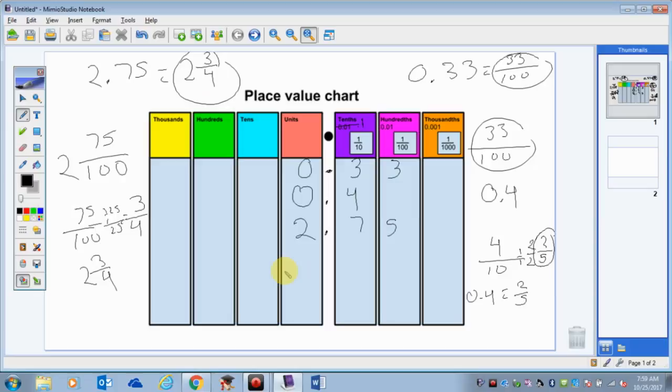But when you write it to begin with, to start reducing it, you write it how it sounds as a decimal. So if you can say it, you can do it. So when you say 2 and 75 hundredths, that tells me it's 2 and 75 over 100.